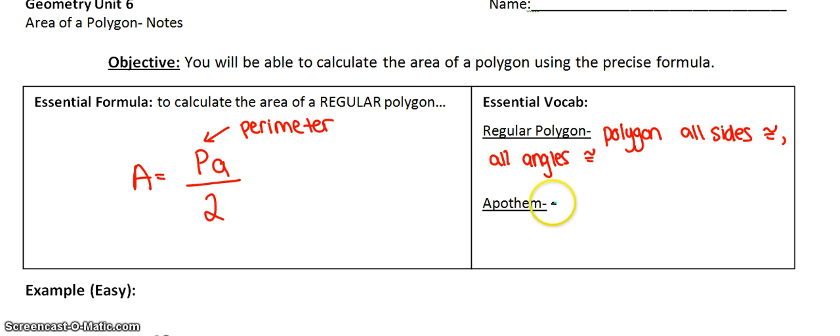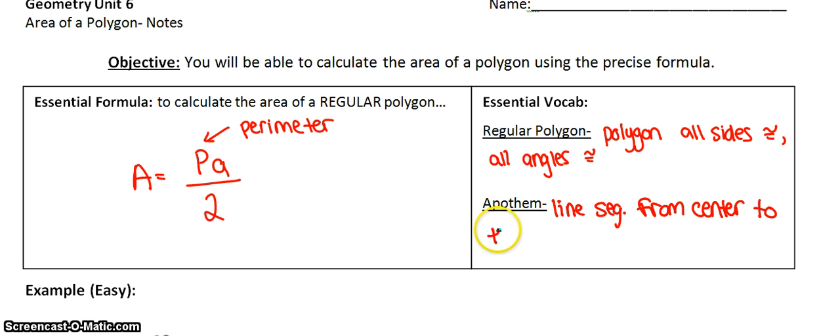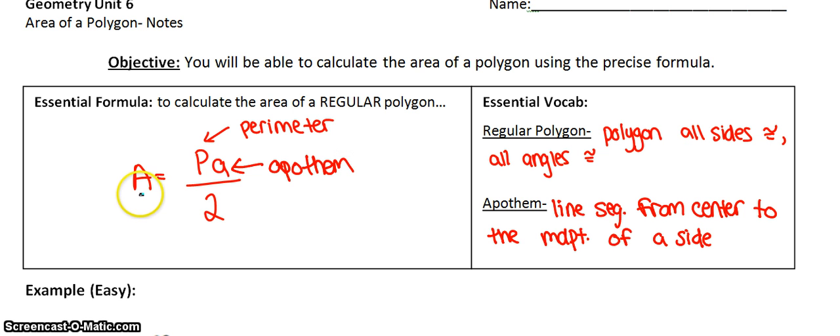Now the apothem is a line segment that goes from the center of the polygon to the midpoint of a side, which I'll draw in a picture in a second. Okay. So this is the formula. A stands for apothem, and the big A over here means area of a regular polygon.